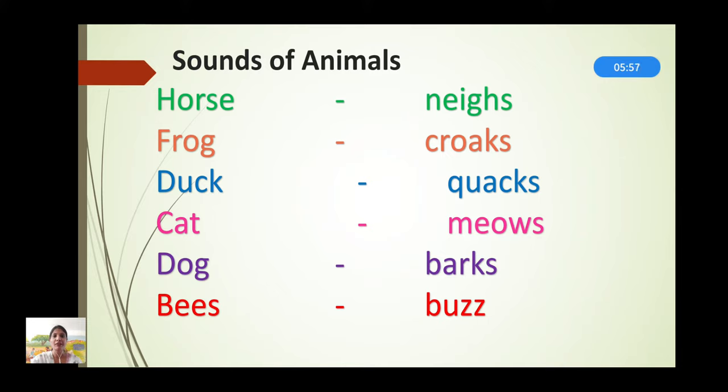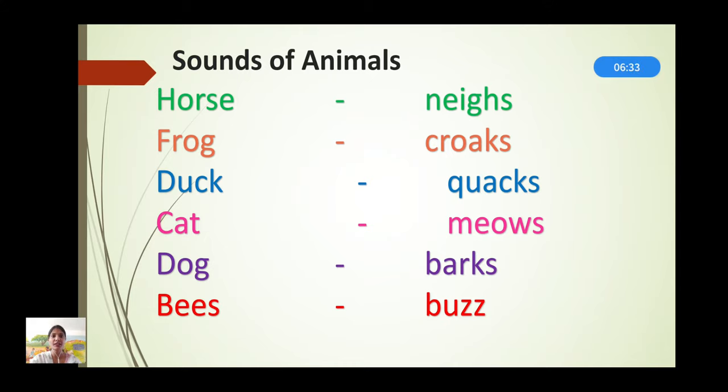Now, we all will read it together. I will read and you will also repeat it after me. Horse neighs. Frog croaks. Duck quacks. Cat meows. Dog barks. Bees buzz. Now, in this video, you saw how they are making sounds. But these are the names of the sounds and they are related to these animals.